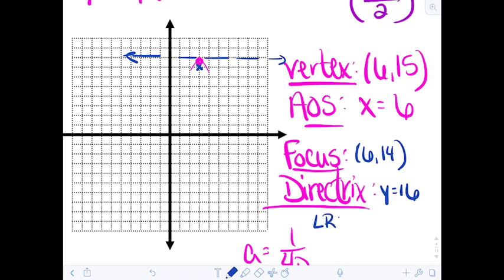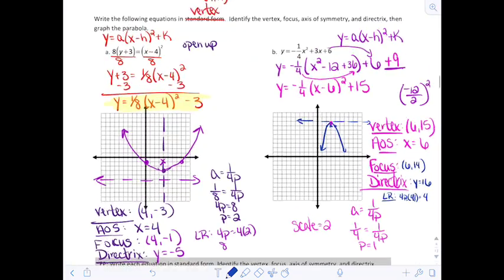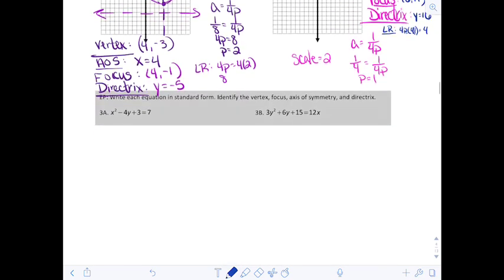And the LR, the distance across through the focus, is going to be 4 times p, which is 4 times 1, which is 4. So I'm going to go 2 this way and 2 this way, and I will have that parabola. All right, so that's graphing the parabolas, writing those equations in standard form, and identifying some of the characteristics.